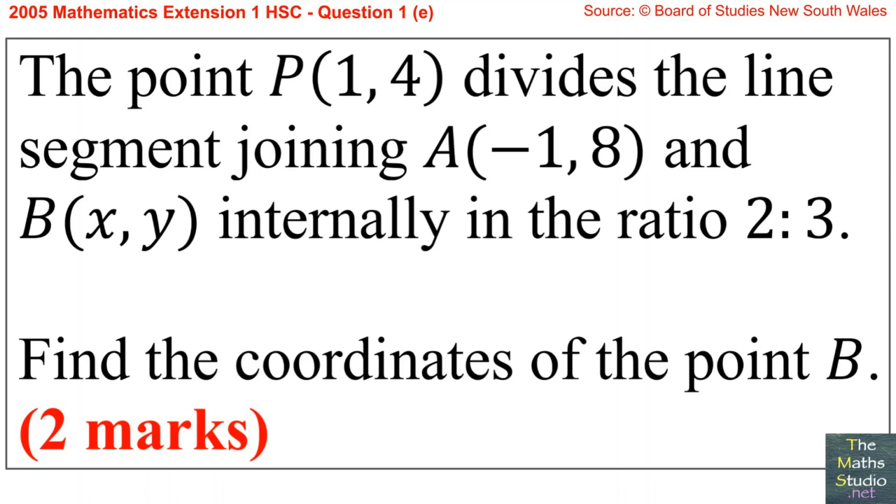Question 1, Part E. The point P(1, 4) divides the line segment joining A(-1, 8) and B(x, y) internally in the ratio 2 to 3. Find the coordinates of the point B.